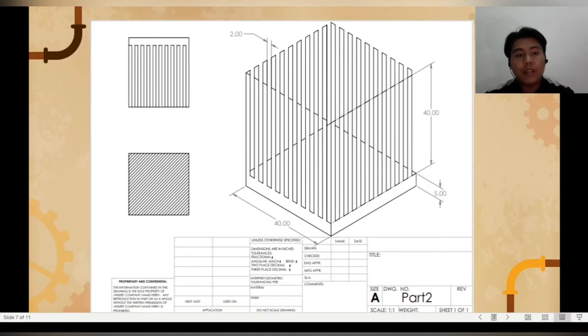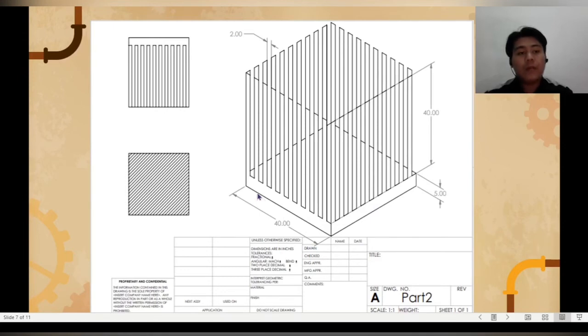So here is the dimension of the second design. The gap between each fin in this design is 2 mm, and the base height of the fin is 40. And next, the gap between the starting line of the fin and the base is 5 mm, and the surface area of this block is 40 times 40.